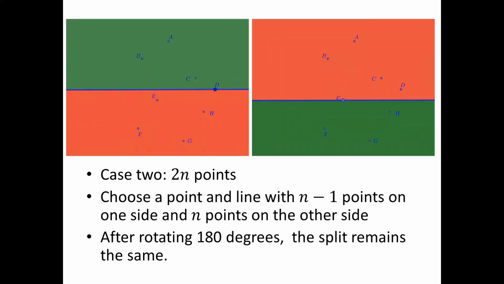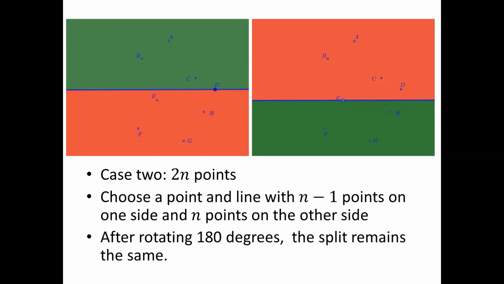Case 2, 2n points, an even number. Choose a point and a line with n-1 points on one side and n points on the other side. After rotating 180 degrees, the split remains the same. If there are n-1 points on the green side, at the end of the 180-degree rotation, there are again n-1 points on the green side.